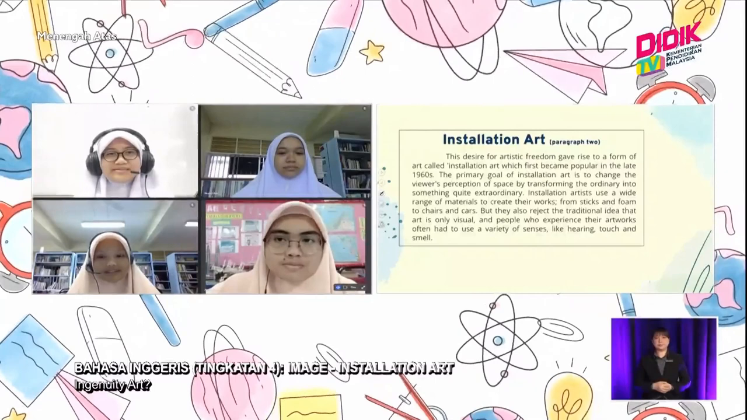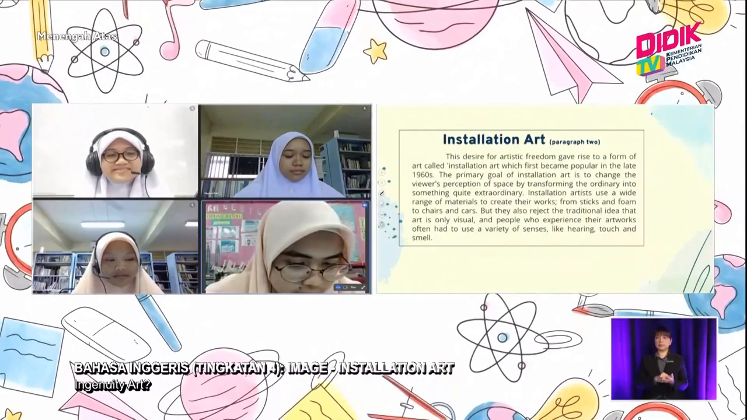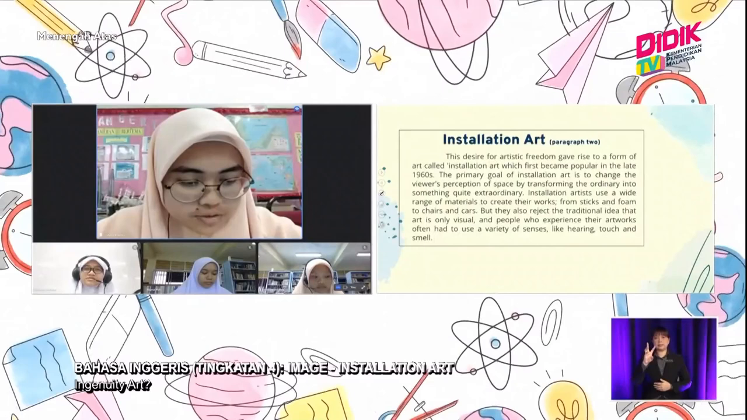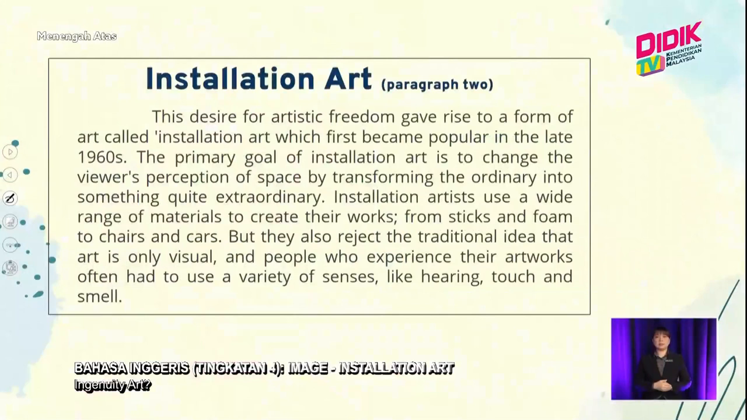This desire for artistic freedom gave rise to a form of art called installation art, which first became popular in the late 1960s. The primary goal of installation art is to change the viewer's perception of space by transforming the ordinary into something quite extraordinary. Installation artists use a wide range of materials to create their works, from sticks and foam to chairs and cars. But they also reject the traditional idea that art is only visual, and people who experience their artworks often have to use a variety of senses, like hearing, touch, and smell. Okay, good job, Alpha. Lovely read. Very clear.